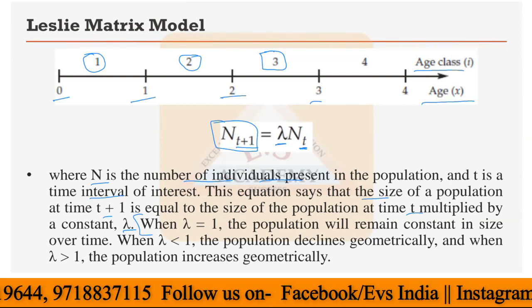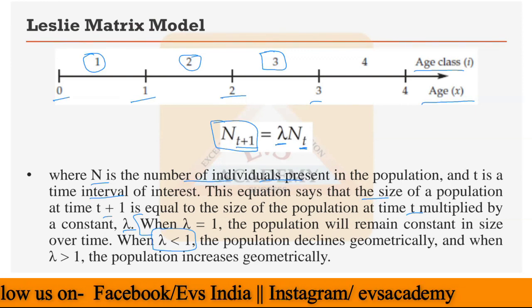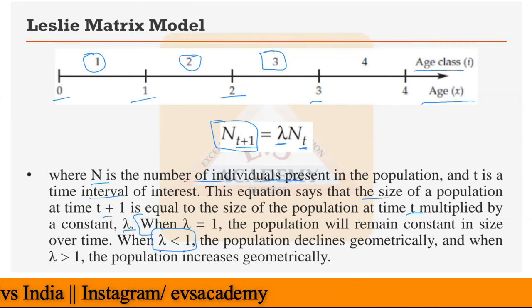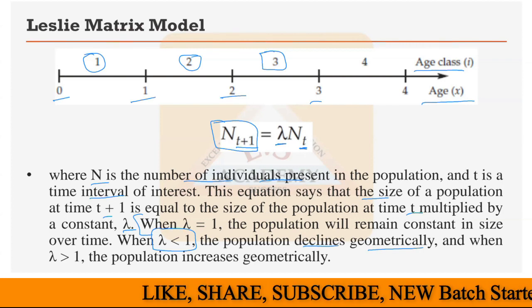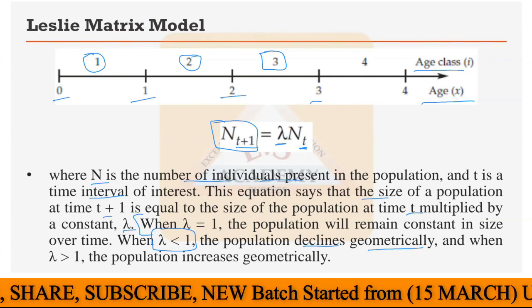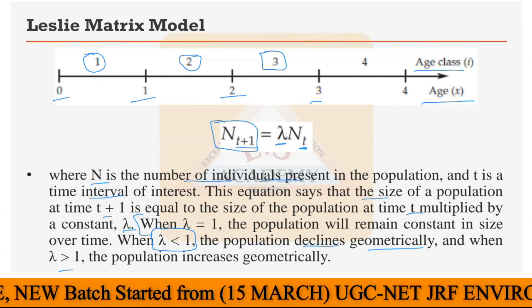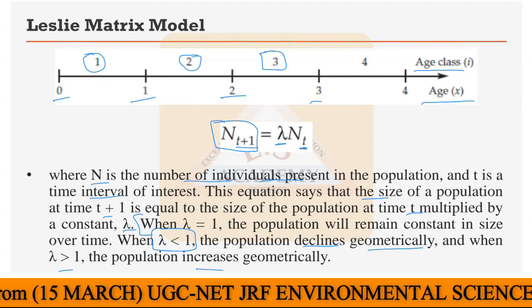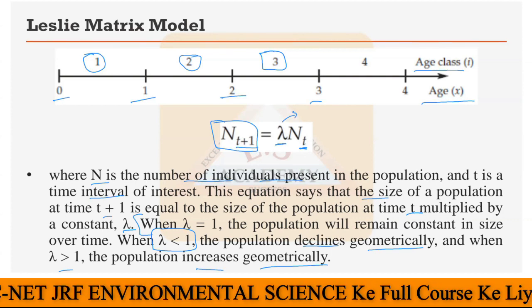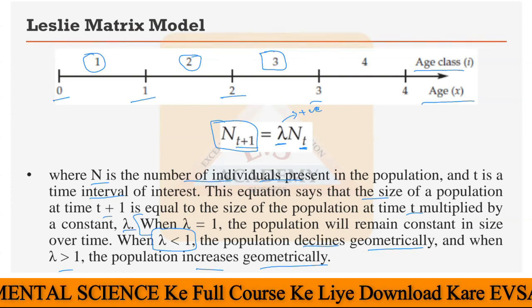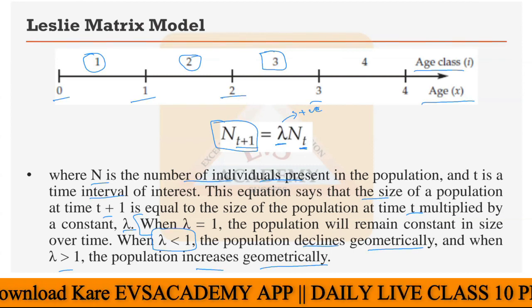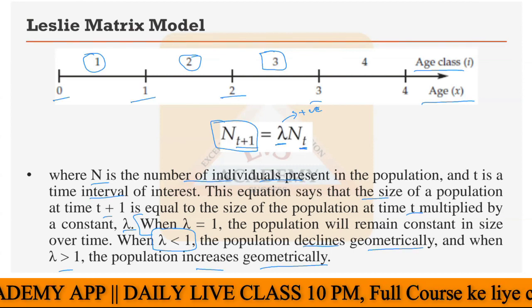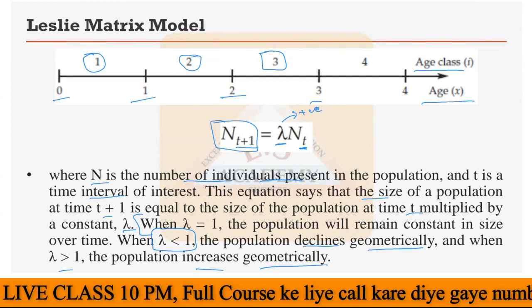If lambda is less than 1, the situation would be threatening for this particular organism. The population declines geometrically. It means within the time period, the population is diminishing, or declining. And when lambda is greater than 1, the population increases geometrically. So the lambda value, when positive, is a good indicator in the Leslie matrix model. It means there would be good growth of the population in the upcoming time, at time t+1. This is all about the Leslie matrix model.